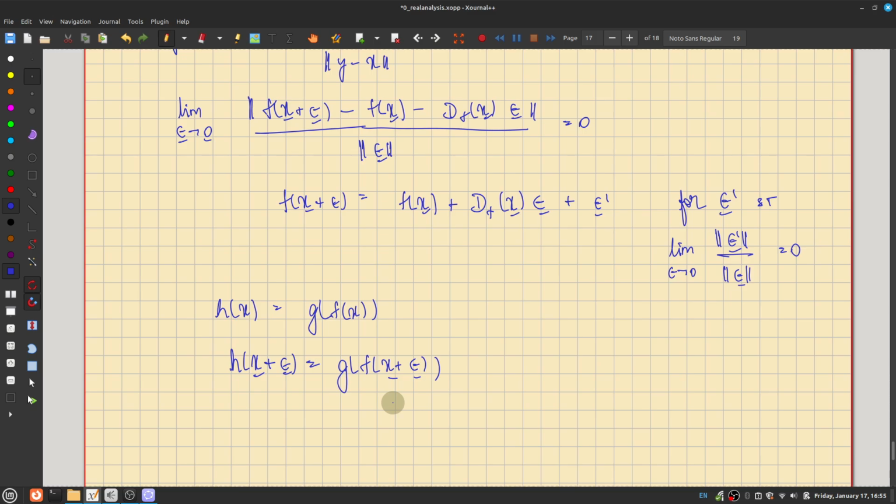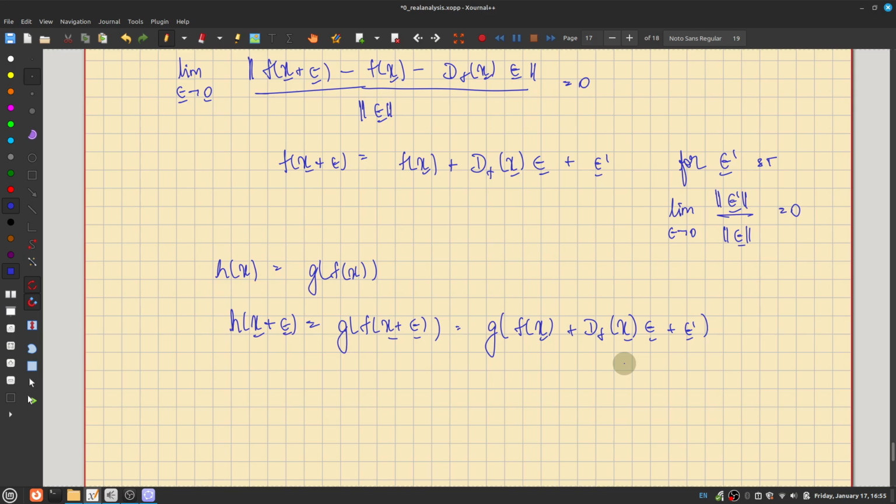Now what is this? So epsilon, I know that f has a derivative at x, right? So I can write f of x plus epsilon as f of x plus the derivative of f at x times epsilon plus some epsilon prime. So this is f of x plus df of x times epsilon plus epsilon prime, where this epsilon prime is something that decays to 0 faster than epsilon. Right? Is this okay?